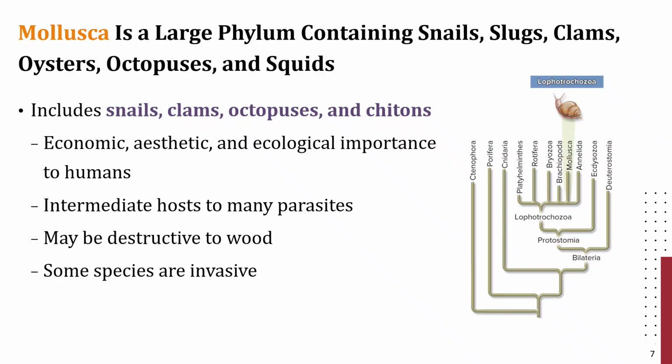Many of them are a problem because they can be an intermediate host for parasites that get passed on to other organisms. One of the negative things is that they in some cases are destructive to wood. So this would be a problem for property and things like docks and whatnot in the water. Some of these are invasive. Many of these are aquatic. Some of these are exclusively aquatic, like our octopi and our squids, but you'll recognize some of these as definitely being terrestrial as well. Our slugs and snails are terrestrial.